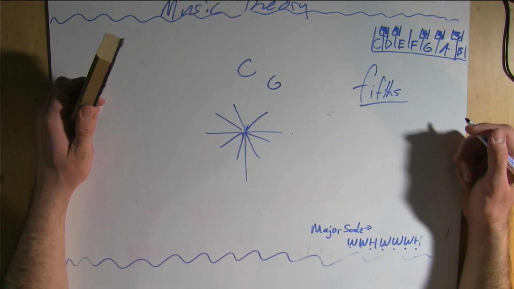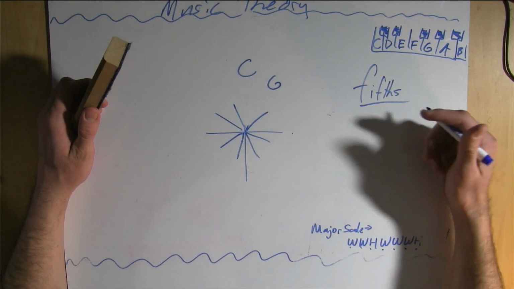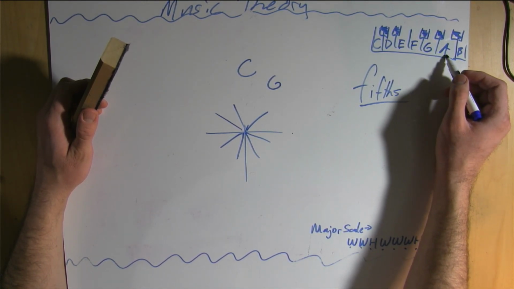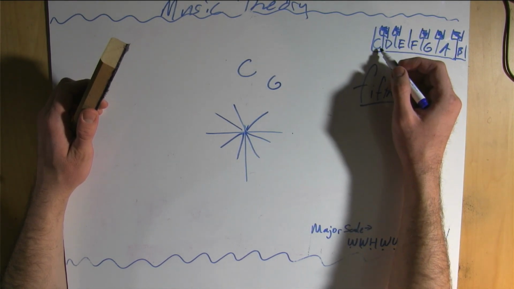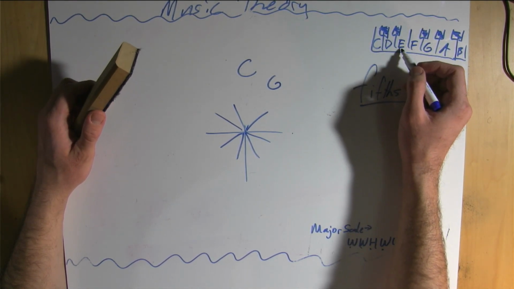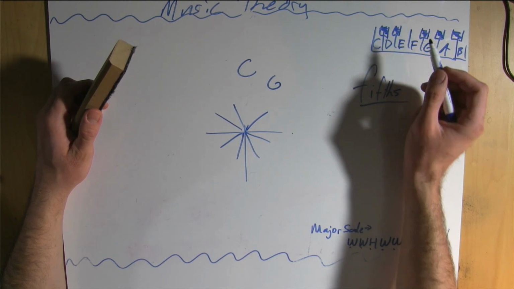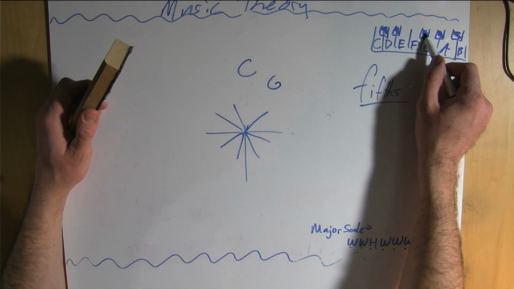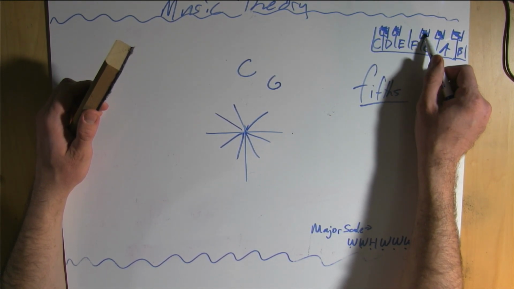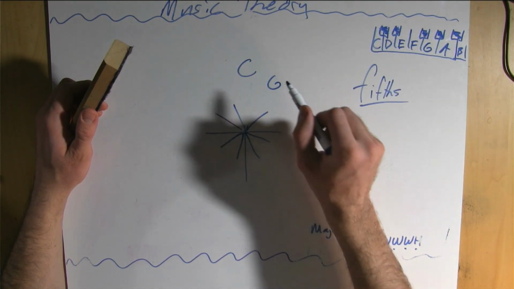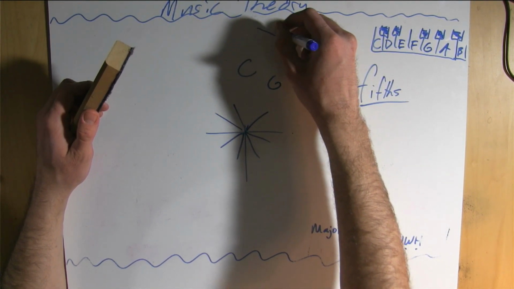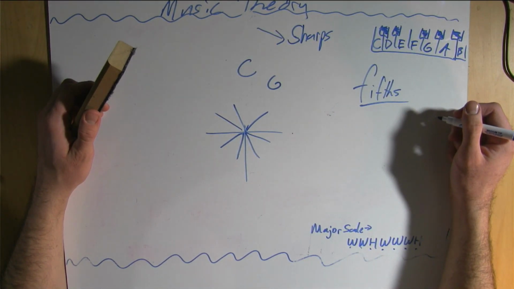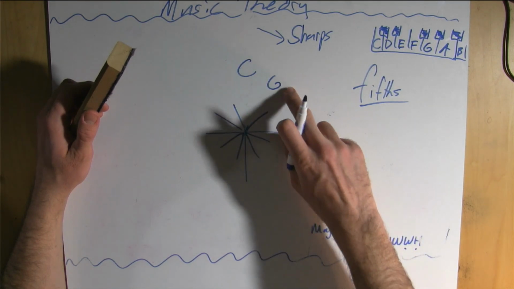So G major, well, let's just confirm really quick. I'm not going to do this for every one, but you get the pattern. G to A, whole step. A to B, whole step. B to C, half step. C to D, whole step. D to E, whole step. Now we need another whole step. If we go to F here, that's not going to work. So what we do is we go to F sharp. That's a whole step, E to F sharp. And then half step to G. So G is our first sharp key. Sharps are on the right, okay?